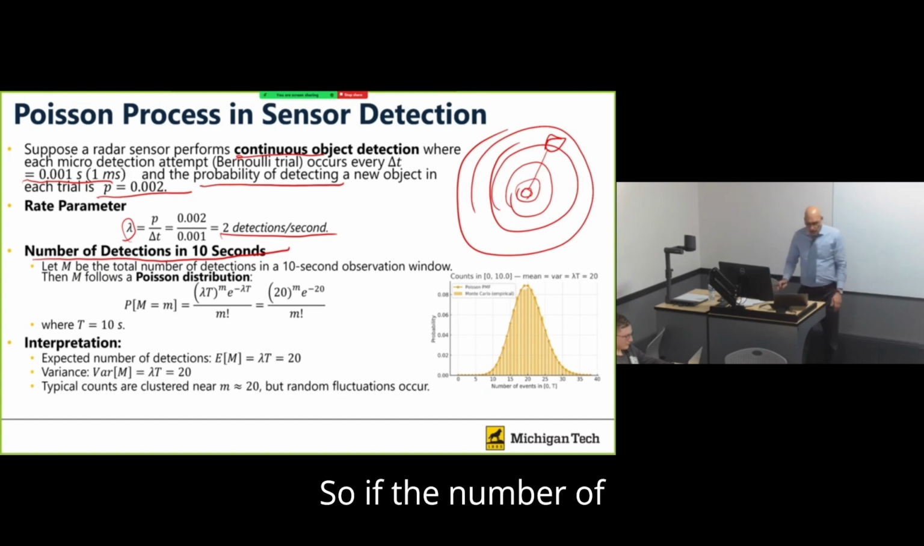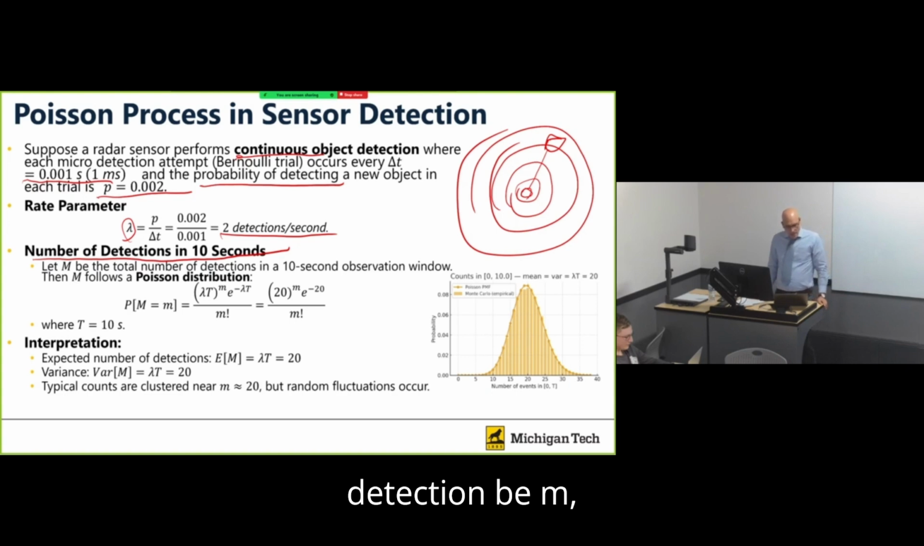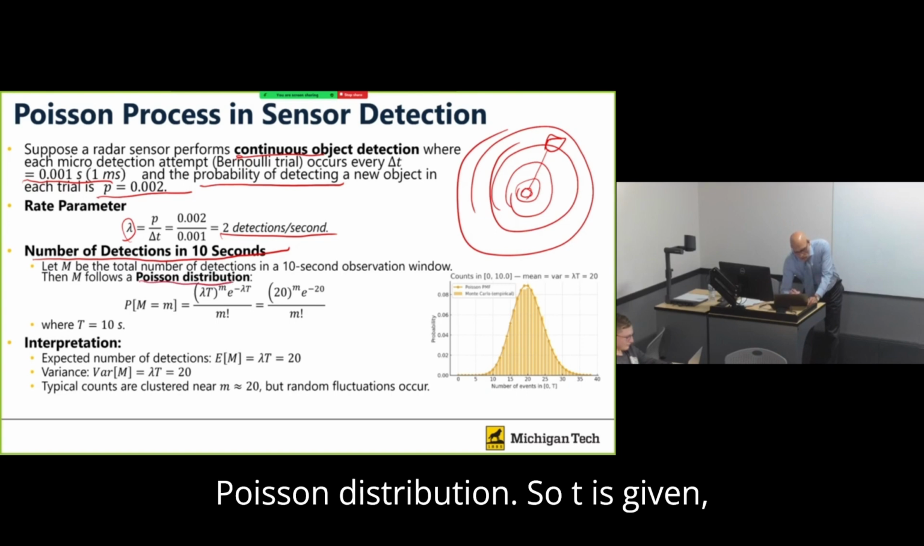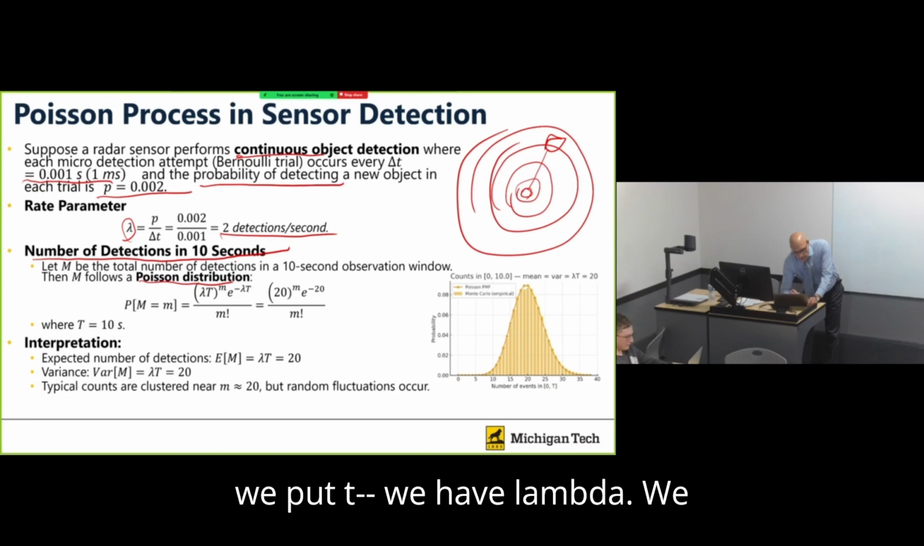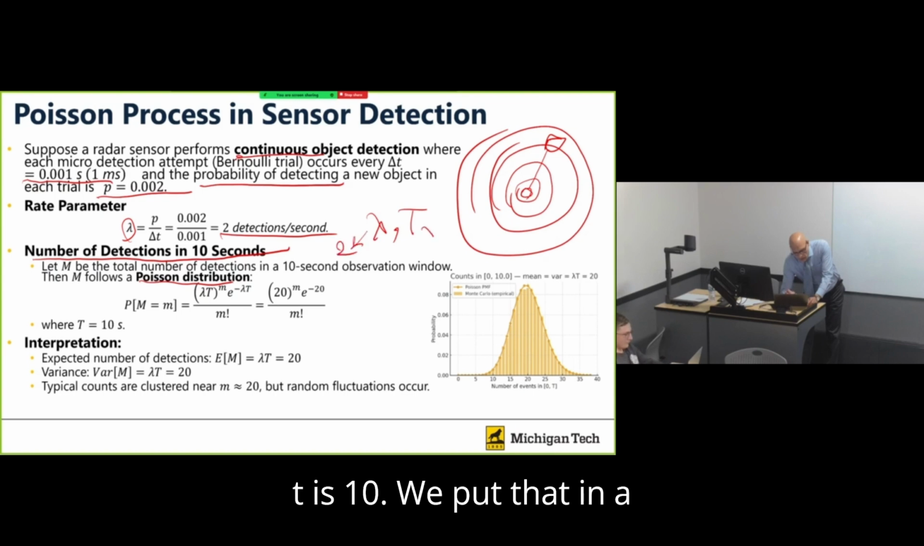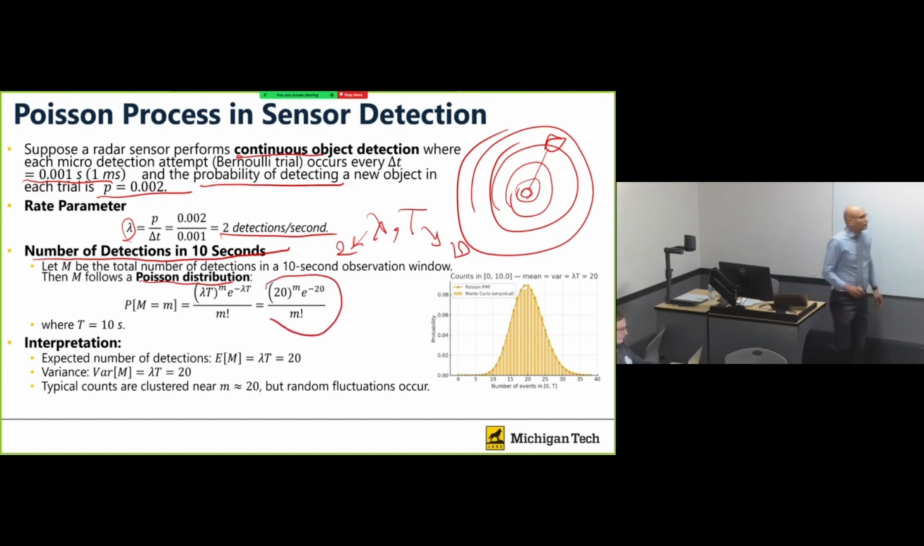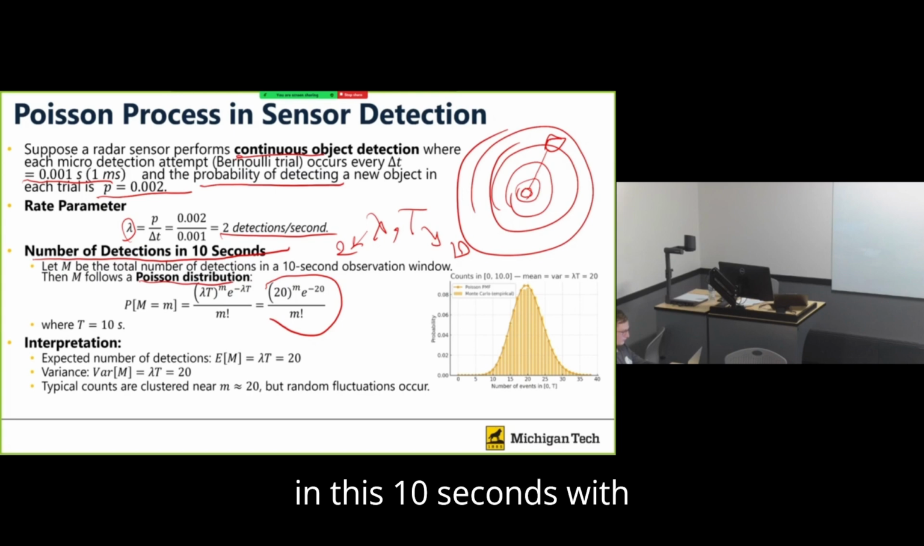So if the number of detections is m, this m follows the Poisson distribution. t is given, so we put in t, we have lambda is 2 and t is 10, we put that in the formula, and this is the distribution of actually m detections in these 10 seconds with the rate of detection 2.